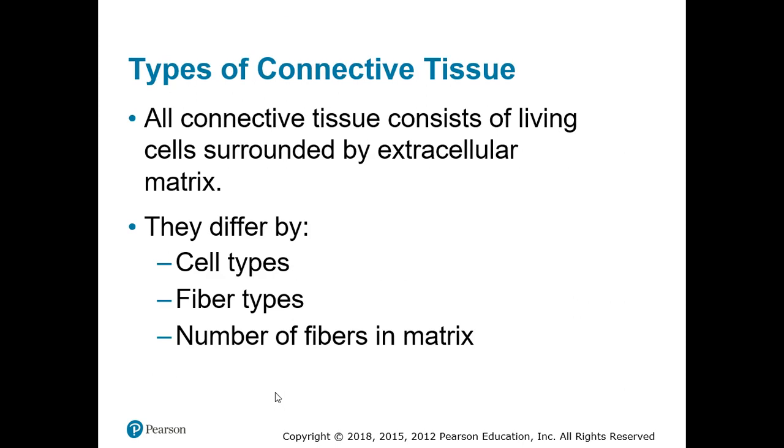Now, all connective tissue consists of living cells that have an extracellular matrix, but each of these is going to differ depending on the type of cell they're made up of and what type of fibers they're made up of. For example, some are made up of more collagen fibers and other ones have more elastic fiber in them. And the last one is the number of fibers in the matrix. Some have a ton of fibers and others have very little.